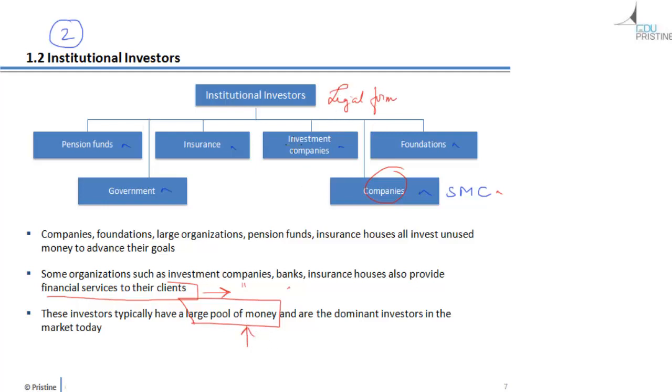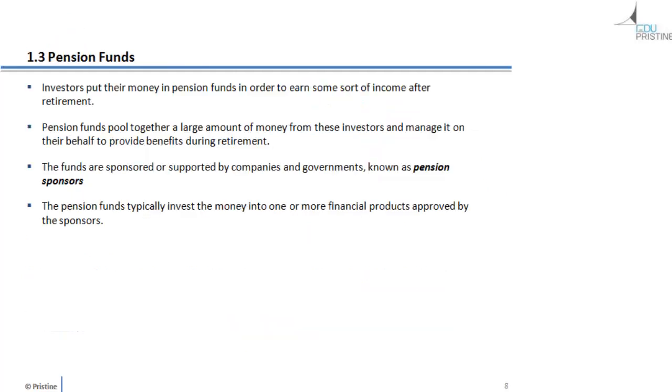No matter how large an Ultra HNI is, at the end of the day, it's still an individual. So the point we are driving home is that your institutional investors will always have a much larger pool of money to be managed. Let's talk a bit more about each of these institutional investors.